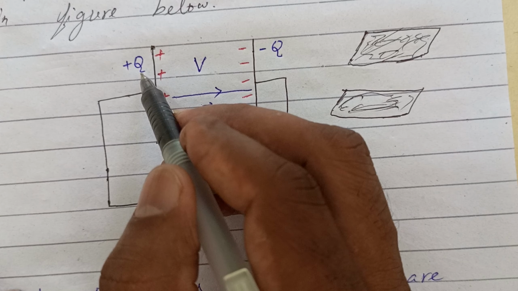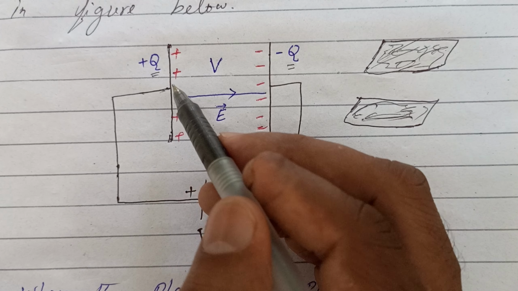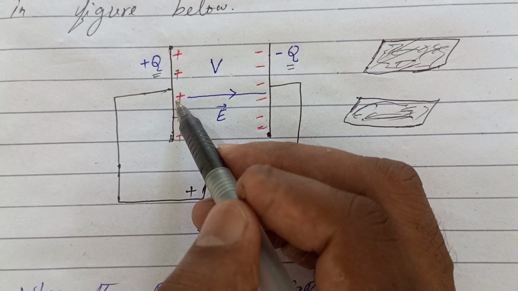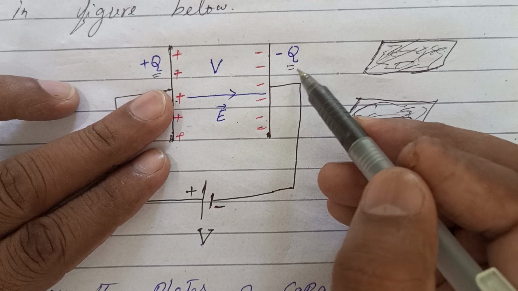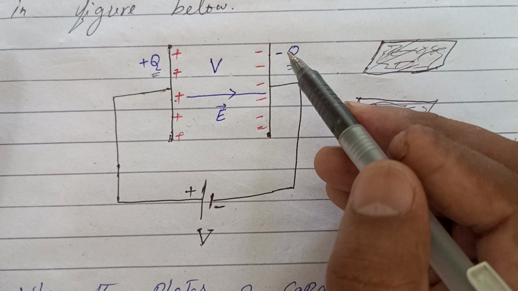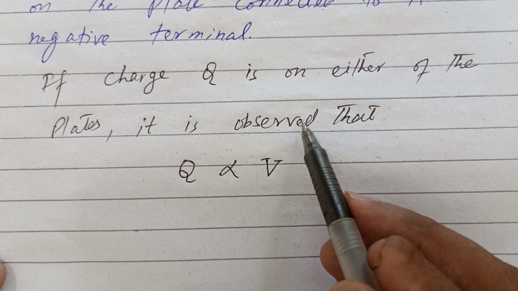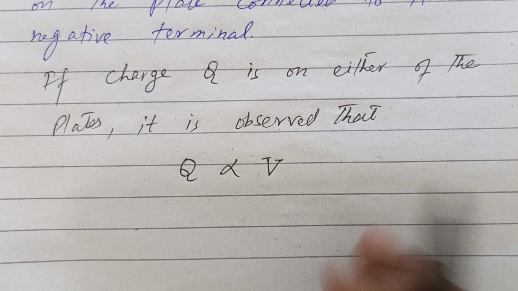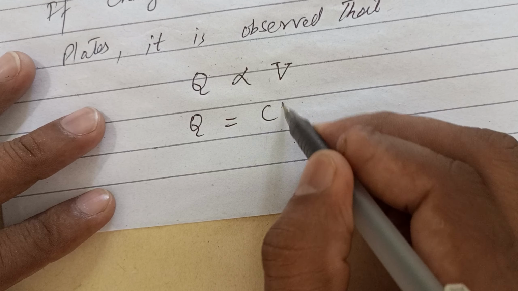And one more thing is that the amount of charge on both the plates is equal. The amount of positive charge on one plate is equal to the magnitude or amount of charge on the other plate. Only the difference is the sign, positive and negative charge. So the magnitude of charge on either of the plates is directly proportional to the voltage of the battery. And from here we can write it in the form of the equation Q is equal to CV.